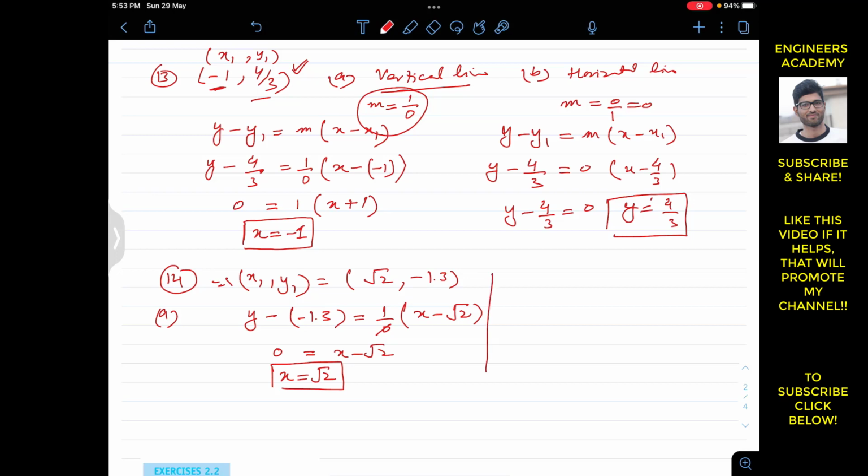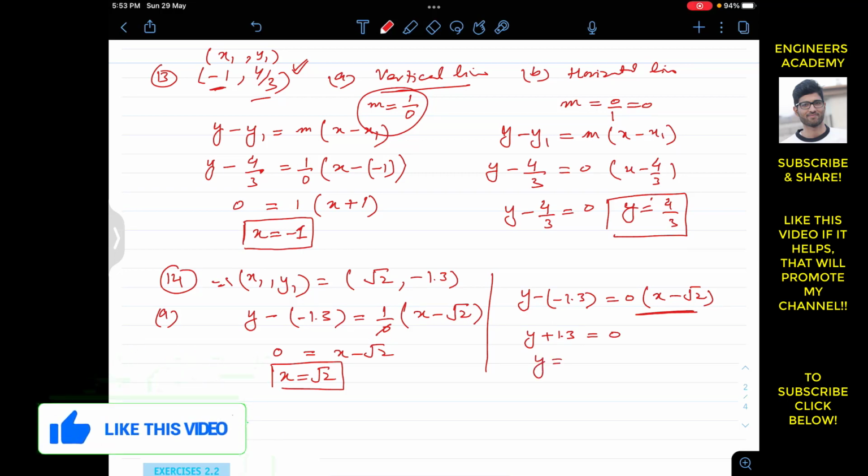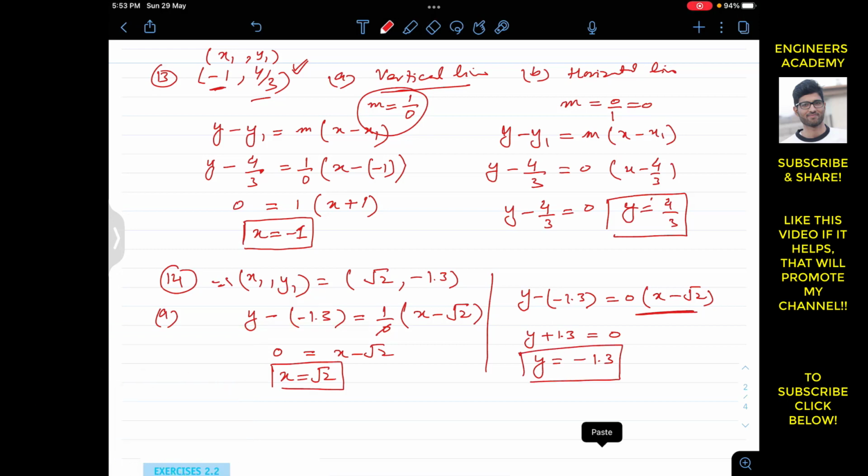And similarly again, if we write the point slope equation, y minus y1 is again minus 1.3, and for the horizontal line the slope is 0, and x minus x1. So now the right hand side will become 0, so this will be y plus 1.3, and this is equal to 0, so y is equal to minus 1.3. This is the equation of the horizontal line having slope equal to 0.